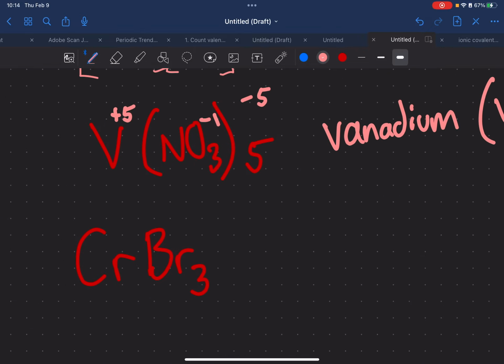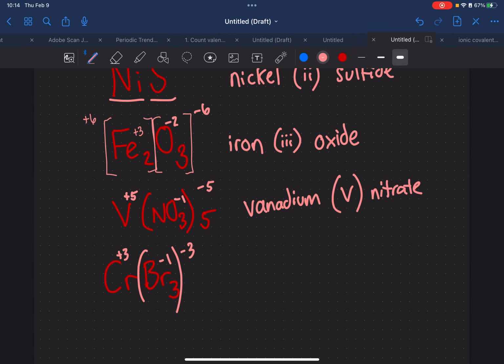Last one here. What's the charge on a bromide ion? Of course, it's -1. I have 3 of them, though, so that's overall a charge of -3. My chromium, then, must have a charge of +3, because they only have 1 chromium. So that is chromium 3 bromide.